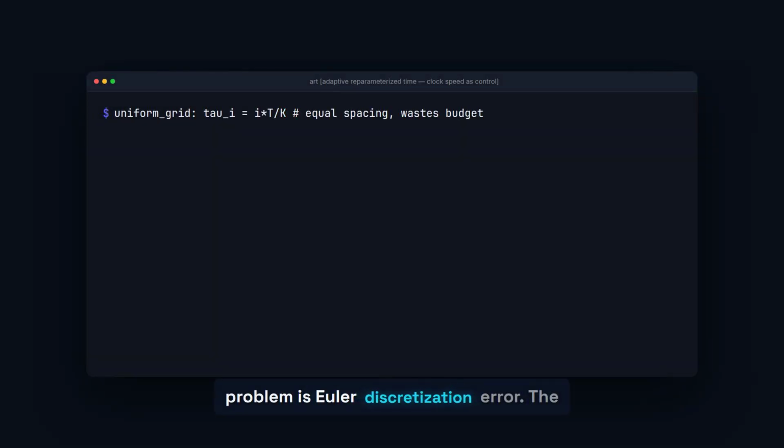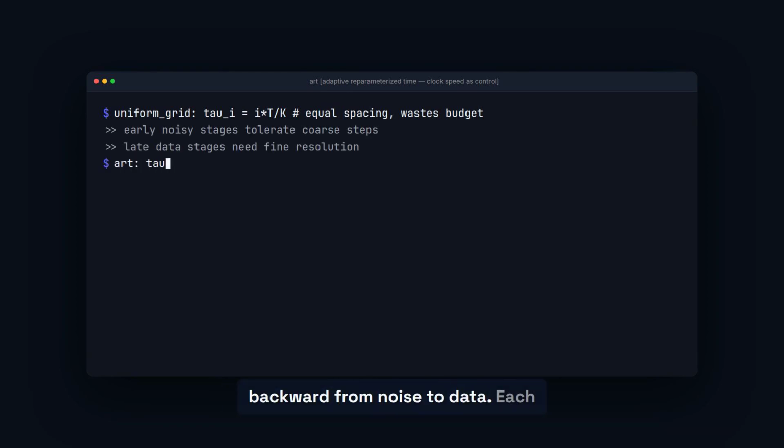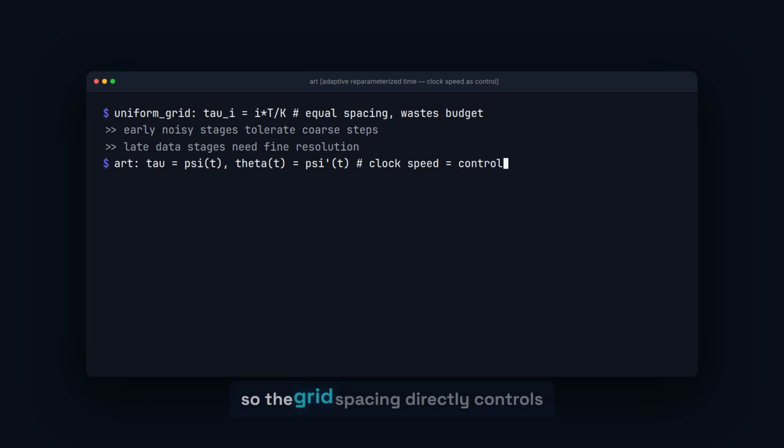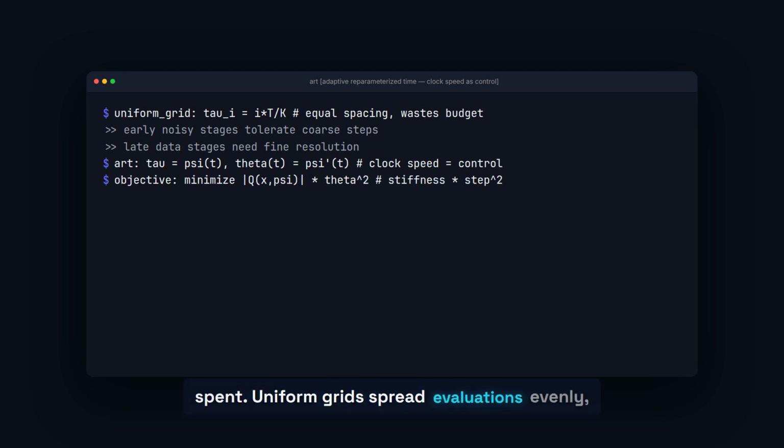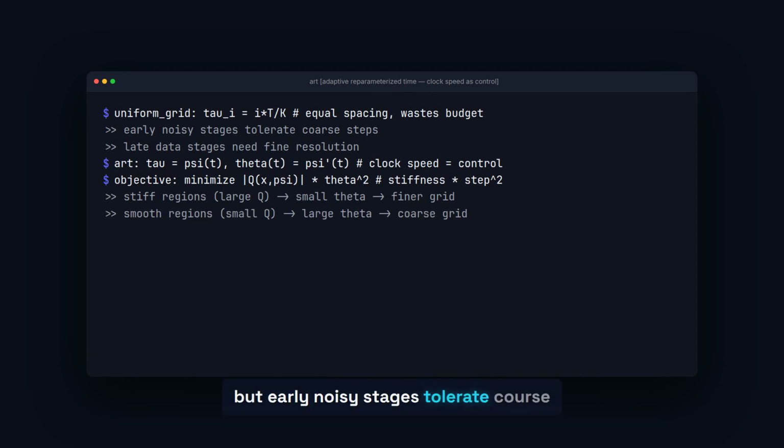The problem is Euler discretization error. The reverse time probability flow ODE runs backward from noise to data. Each step evaluates the score model once, so the grid spacing directly controls where your finite compute budget is spent. Uniform grids spread evaluations evenly, but early noisy stages tolerate coarse steps, while late data stages benefit from fine ones.